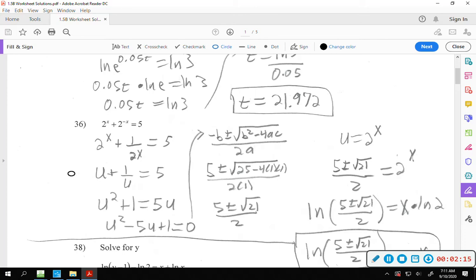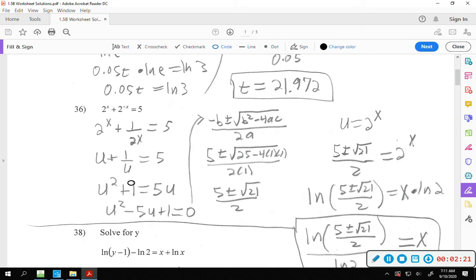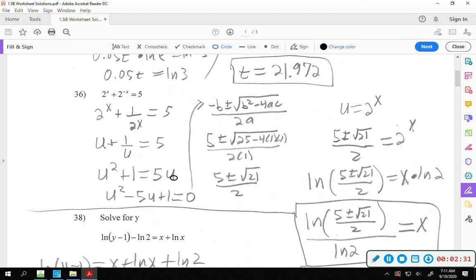I can multiply every term by u to eliminate the denominator, just like I would with any equation that has a fraction. So u times u is u squared, 1 over u times u, the u cancels, and 5 times u produces a 5u. Well, this is quadratic. We know how to solve quadratics. Subtract 5u to the other side, and we hope that it is factorable, but it's not.